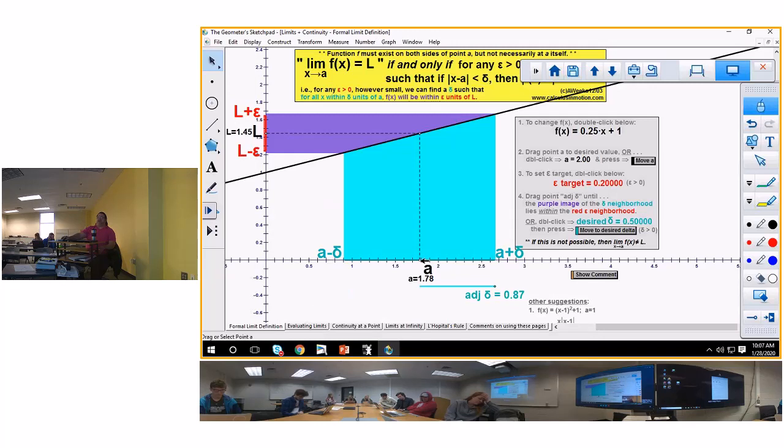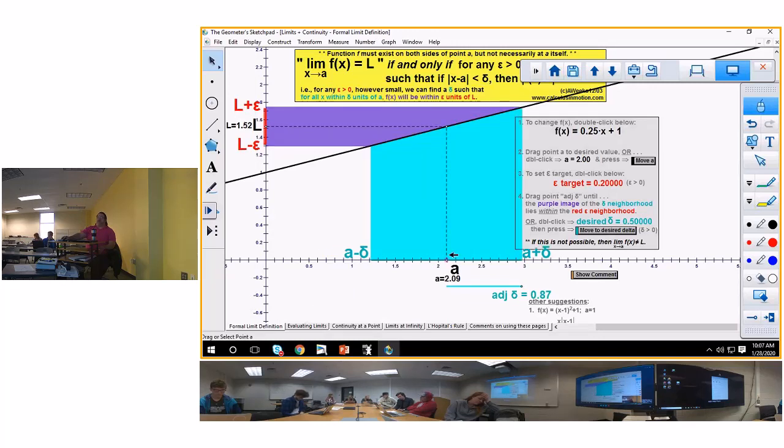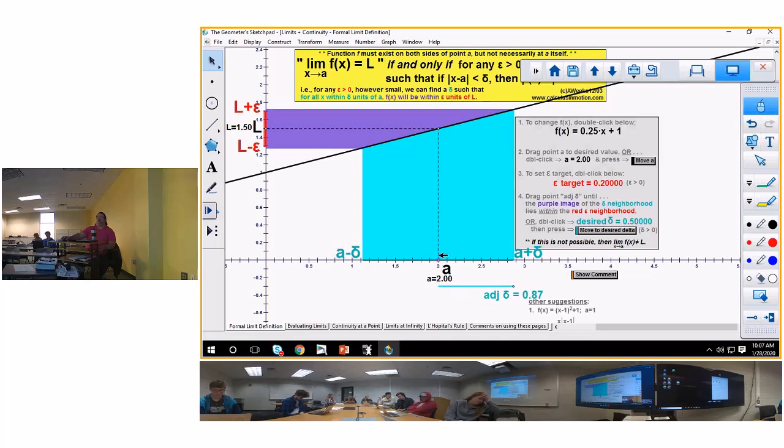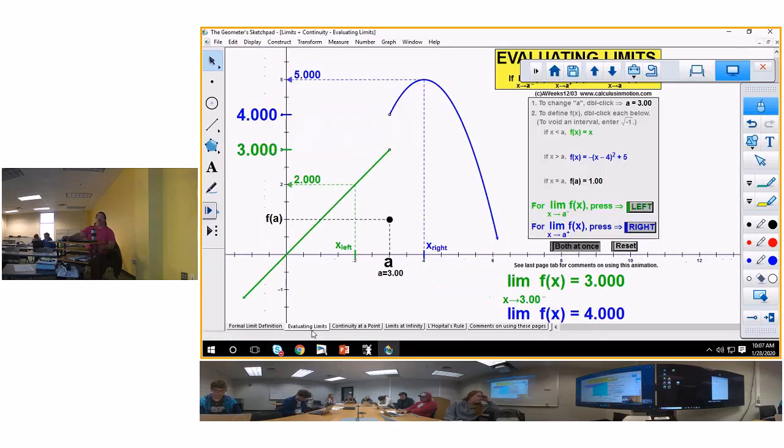What is happening when something approaches 2? When x approaches 2, what are you approaching on y? That's a question. All right? That's called the limit. The 1.5 is the limit. Okay, that's one question.